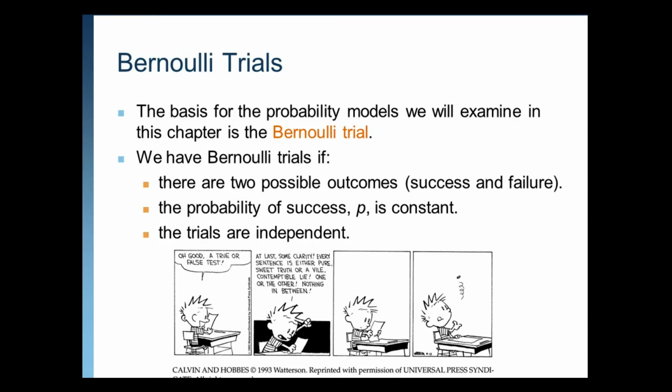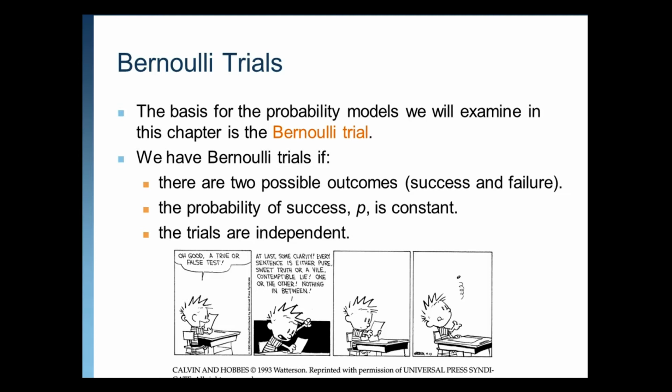Now, Bernoulli trials have three conditions. Number one is there are only two possible outcomes: a success and a failure. So it's like flipping a coin. You can choose heads. Well, if you get heads, it's a success. If you don't, it's a failure. If you roll a dice, you want a 1. Well, if you get a 1, it's a success. If you get anything other than a 1, it's a failure.